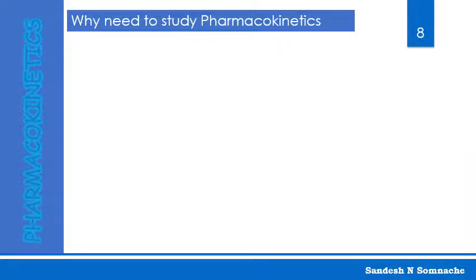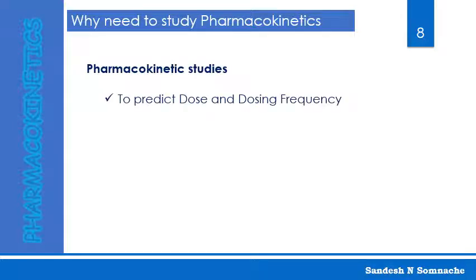To study pharmacokinetics, first, to predict dose and dosing frequency. By using pharmacokinetic parameters, we can determine the dose required to produce the desired therapeutic effect and the dosing frequency to maintain a constant plasma drug level.